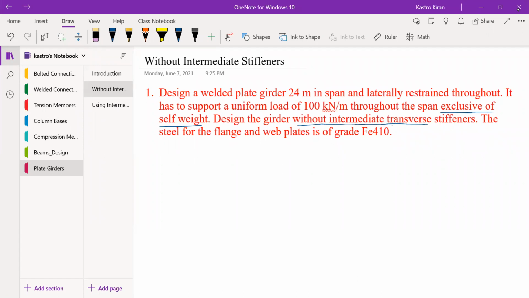Anyways, let's solve for the solution part and let's write the given data. Given: span, that is L, the length of the girder, equals 24 meters, and the uniformly distributed load is given as 100 kilonewtons per meter. This is the uniformly distributed load. And then you are not going to use the intermediate transverse stiffeners, and the steel is of grade Fe410. Anyways, those are all secondary elements.